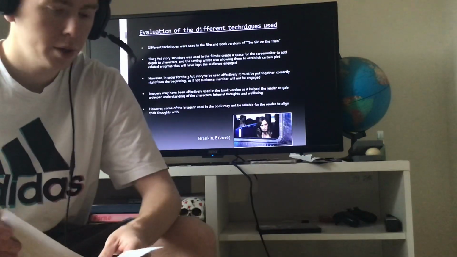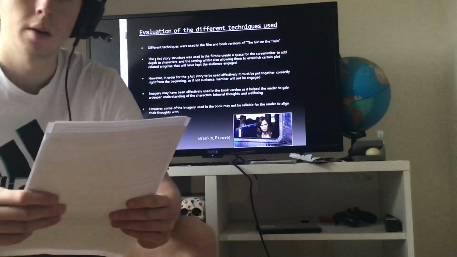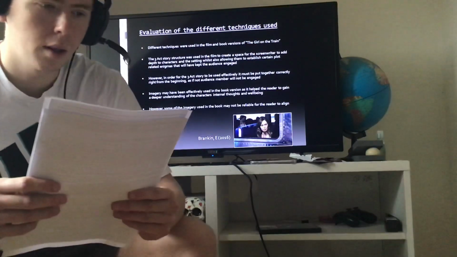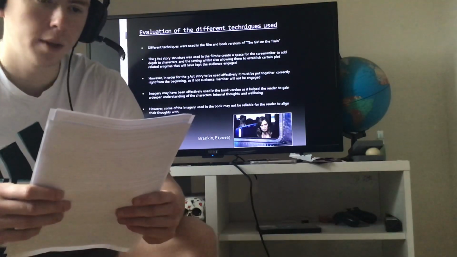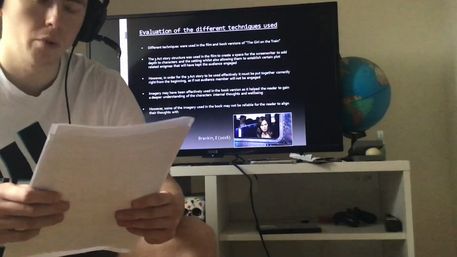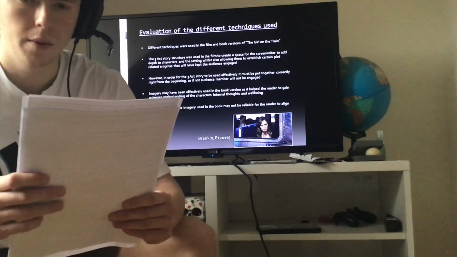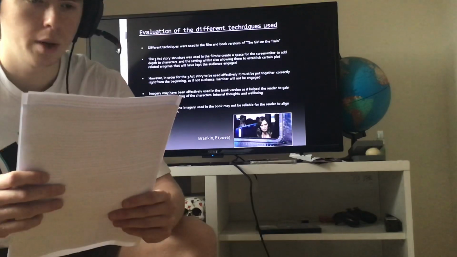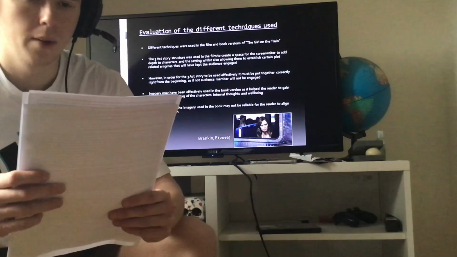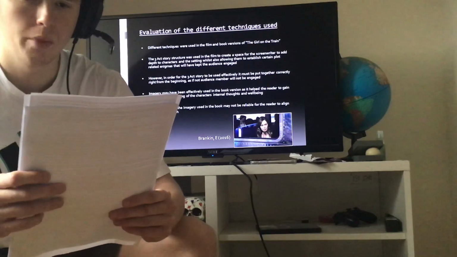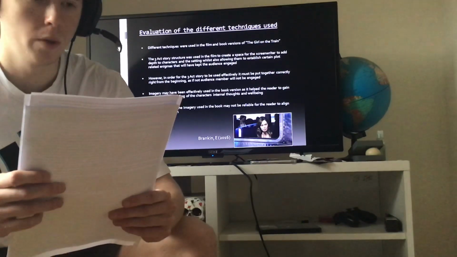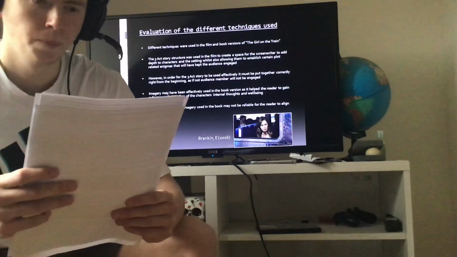So, evaluation of the different techniques used. To some extent, the three-act story structure is an effective technique when writing a screenplay. This is evident within The Girl on the Train, as the three-act story structure of a beginning, middle, and end provides the screenwriter with the means to keep the audience engaged with the narrative.